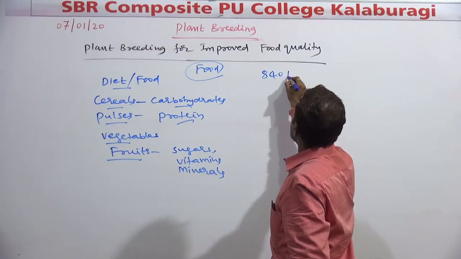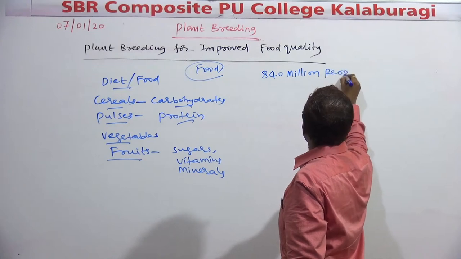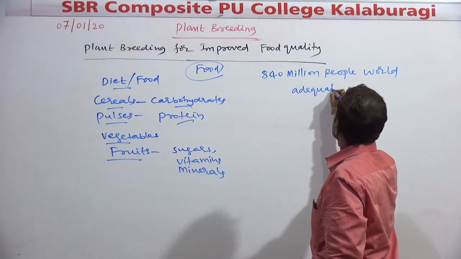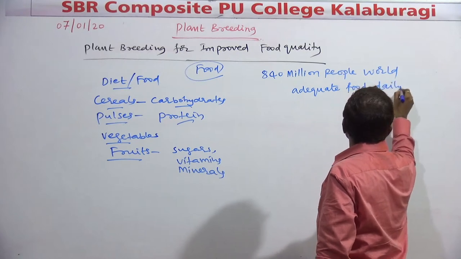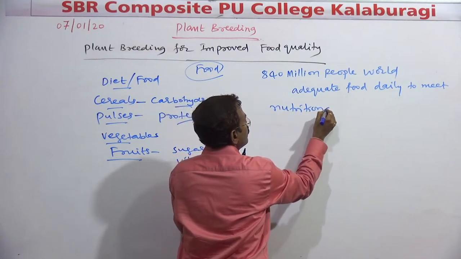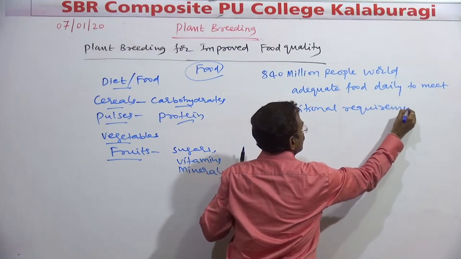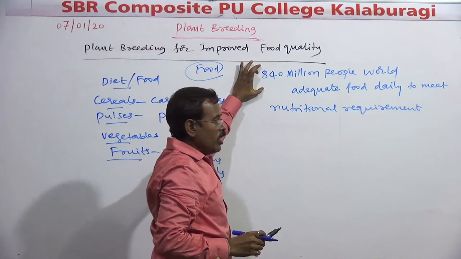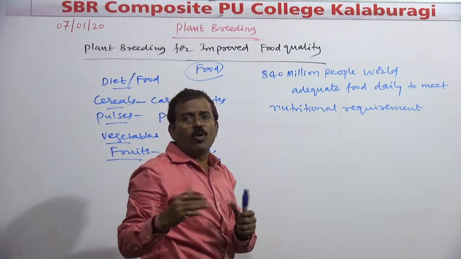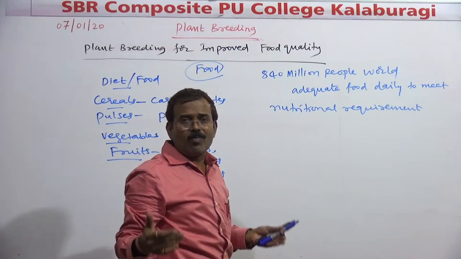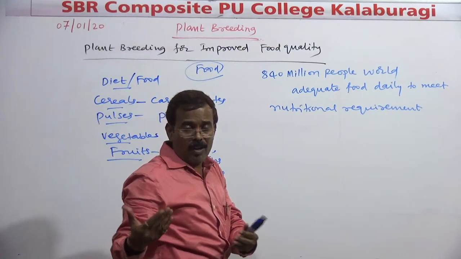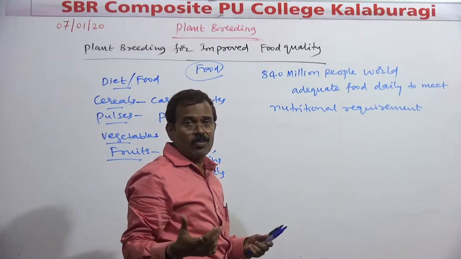Around 840 million people in the world don't have adequate food daily to meet nutritional requirements. They don't get enough food. They may get food only one time a day. They are very poor people, so they are unable to get food. They have to earn and spend that money on getting food material. Otherwise they won't get any food.